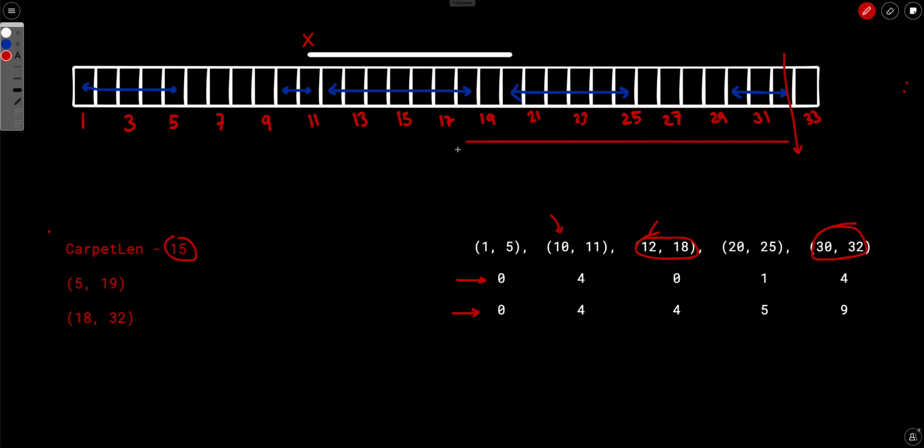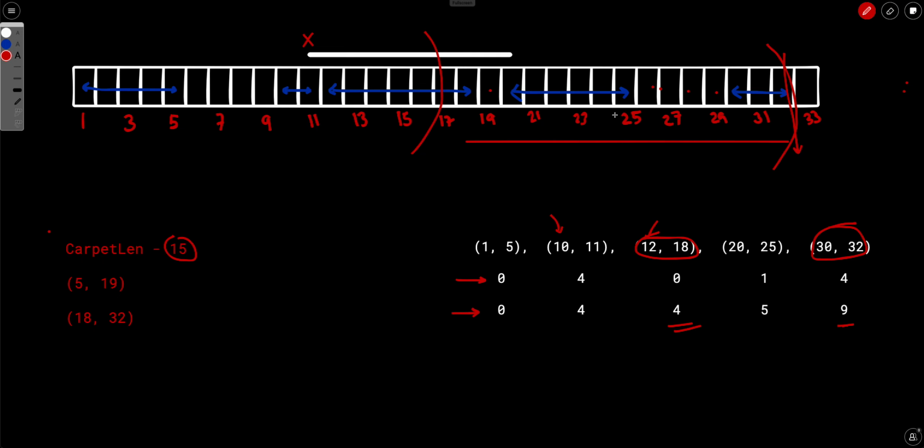Now we have to find the number of cells that are uncovered. So before this, number of cells which are uncovered is 9, and before this, number of cells which are uncovered is 4. So 9 minus 4, 5. We can see 1, 2, 3, 4, 5. 5 cells are there which are uncovered.